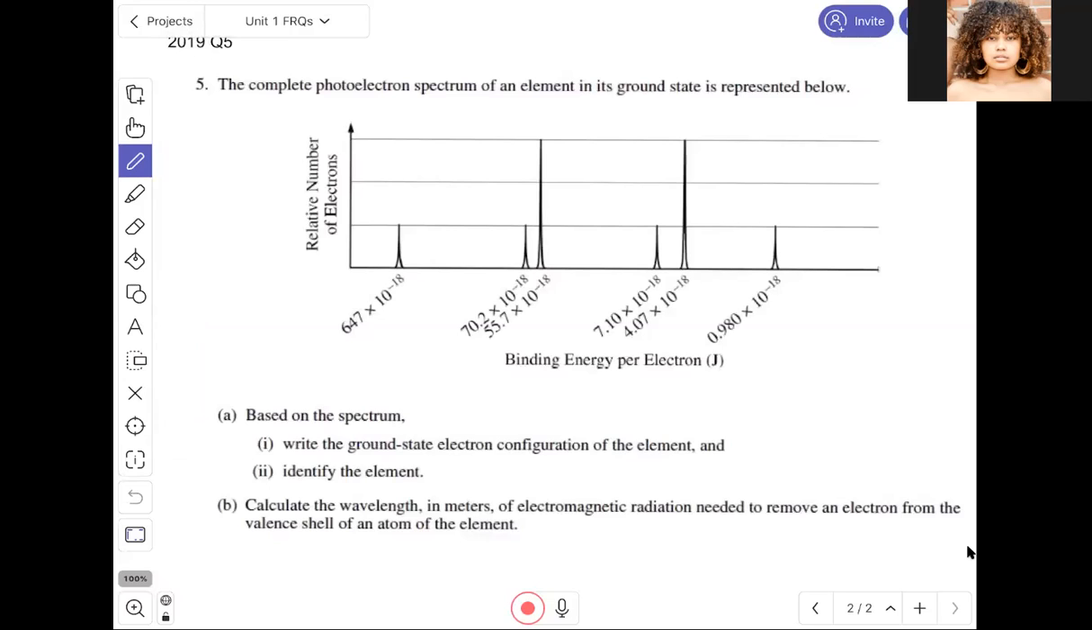I do have a question though, Miss Baskin. Yes. If it goes past an energy level, you have to assume that it's full, right? So, like, I know that it's a 2p6. Yeah. Okay. You're just going all the way down.